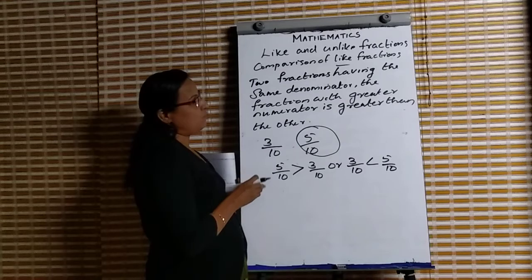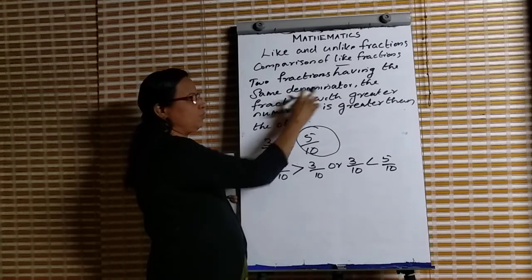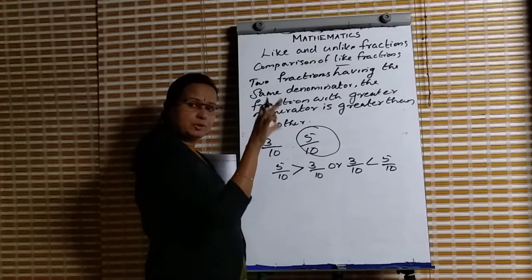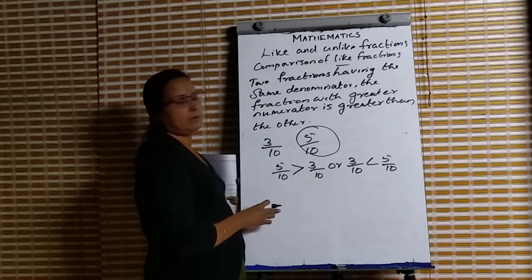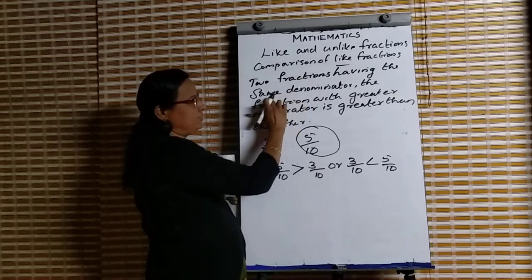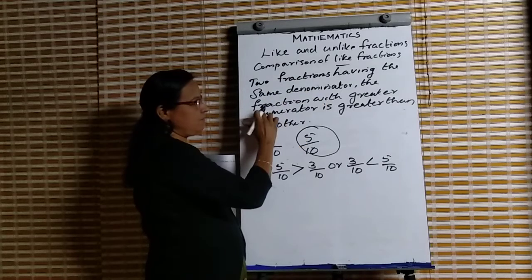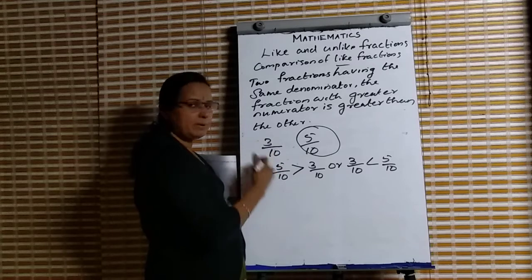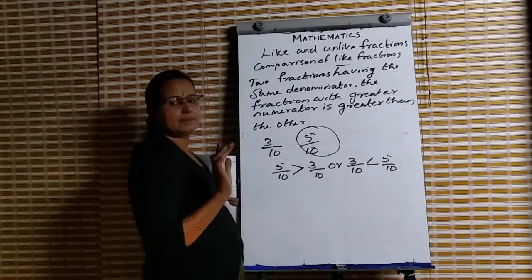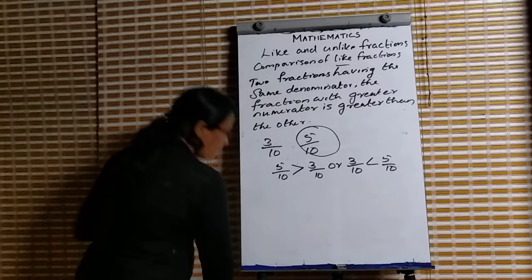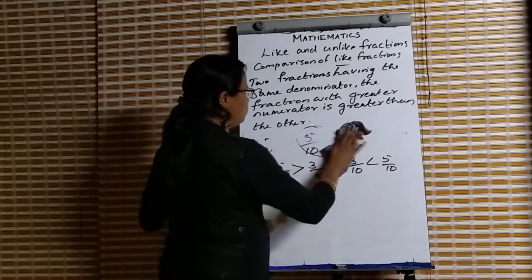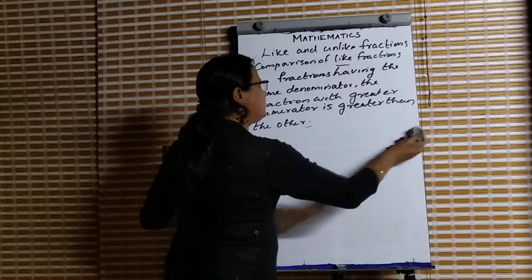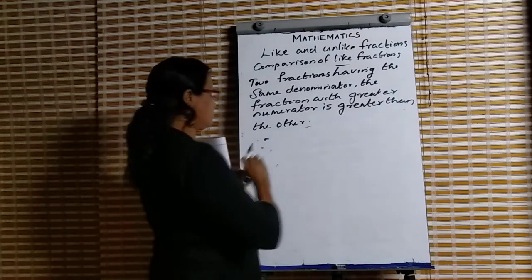That means two fractions having the same denominator, the fraction with greater numerator is greater than the other. Numerator greater ആയ fraction ആണ് greatest. Like fractions, we have to compare two like fractions. The fraction which has greater numerator is the greatest number.